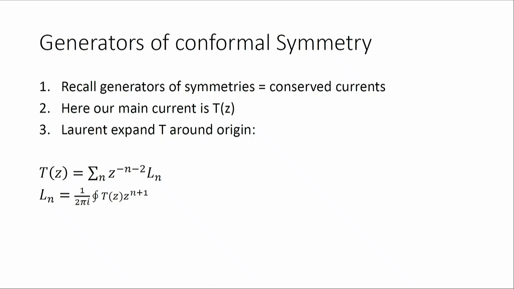Yes? At this stage, is T operator valued yet? Or will we not do it? It is operator valued. That's why L_n is also an operator, yes. And that's why the proof is a little hard, why L_n satisfies the commutator relations.